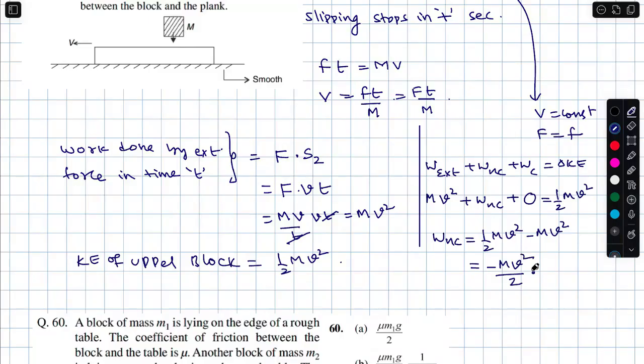Minus mv square by 2. Whenever it is non-conservative, minus means loss. So therefore, heat loss is mv square by 2. This is an excellent question.